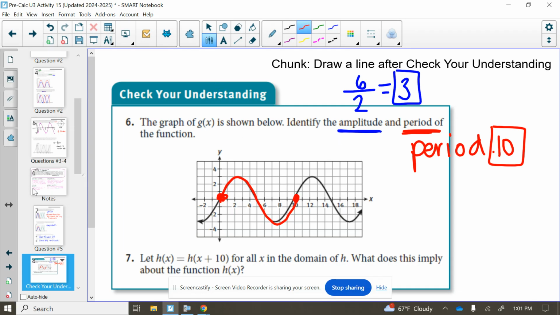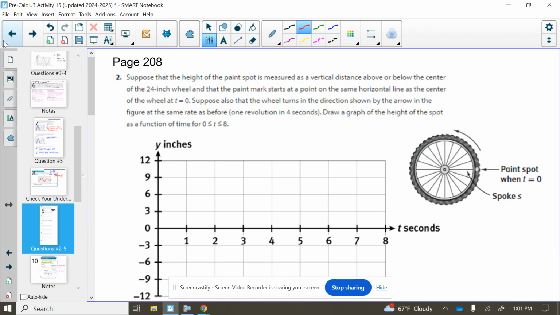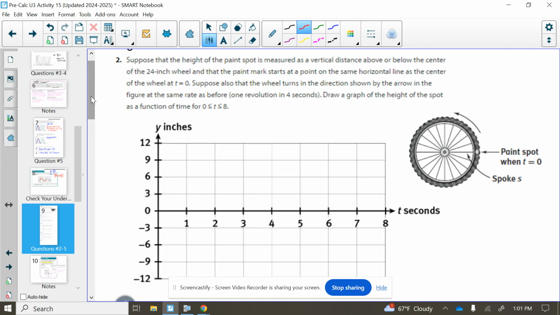All right, now we will definitely work more with identifying that in class. Our last part then of this lesson is going to take us to page 208. And what we notice on page 208 is, again, this situation of the wheel where it was taking 4 seconds to repeat, but we started at 0.